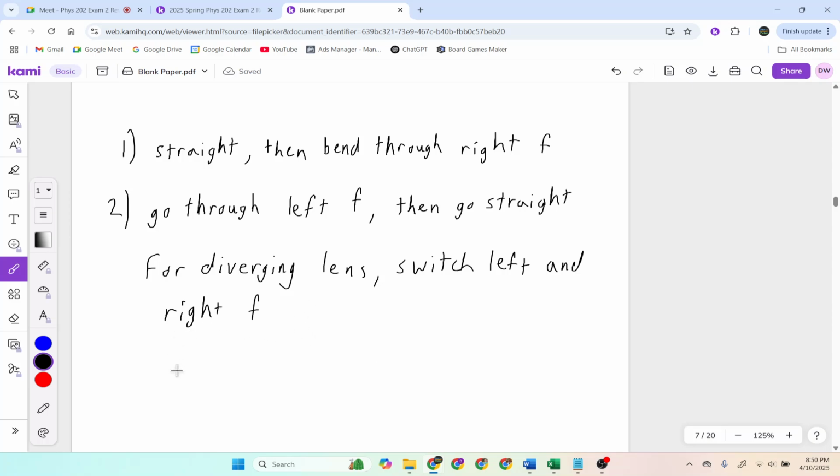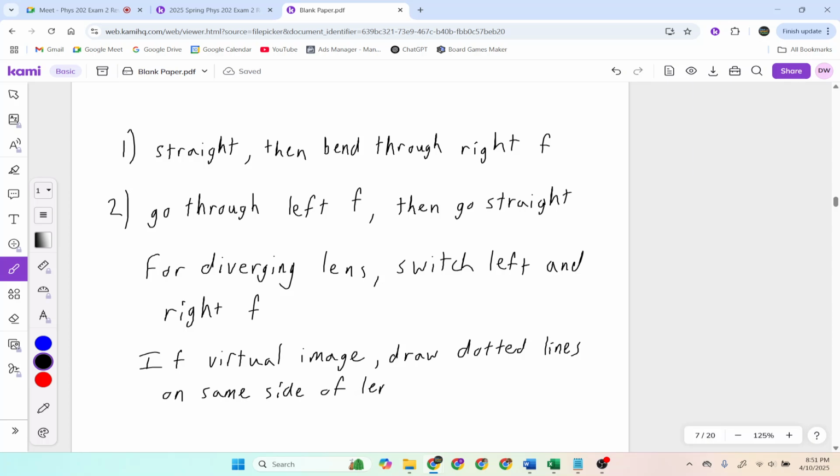And lastly, this is more of a tip. This is kind of optional, but if it's a virtual image, and we know what virtual image means, it means quite a few things. It means it's upright. It means it's going to be on the same side of the lens, right? So whenever we have a virtual image, draw dotted lines on the same side of the lens. And again, I'll be showing you what I mean by this because it can get confusing.